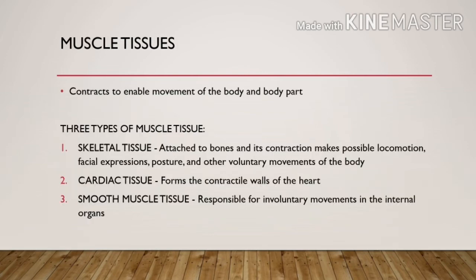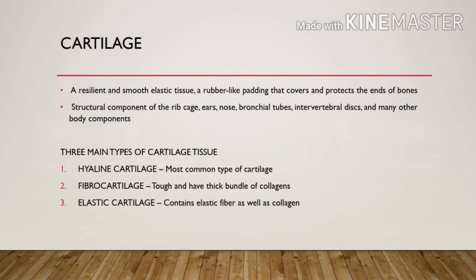Muscle tissue contracts to enable movement of the body and body parts. Three types of muscle tissue: skeletal tissue, attached to bones, and its contraction makes possible locomotion, facial expression, posture, and other voluntary movements of the body. Cardiac tissue forms the contractile walls of the heart. Smooth muscle tissue, responsible for involuntary movements in the internal organs.